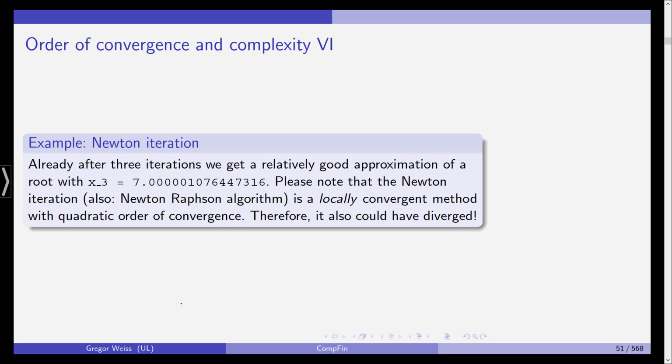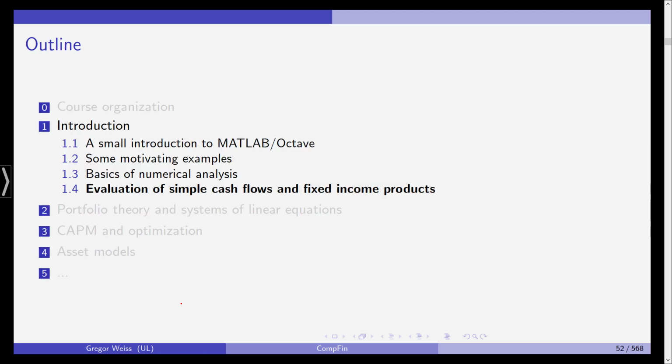Okay, so after 3 iterations, we get a relatively good approximation. However, the Newton iteration, sometimes also called the Newton-Raphson algorithm, is locally convergent. So it's no surprise that by starting at 7.5, we are moving into the direction of the root 7 and not of the root 5 or 1, for example. But it has quadratic order of convergence, so it is very fast. It could have also diverged. It could have also gone to a different solution, or maybe to a local optima, which would have not been very good. So this is the Newton algorithm.